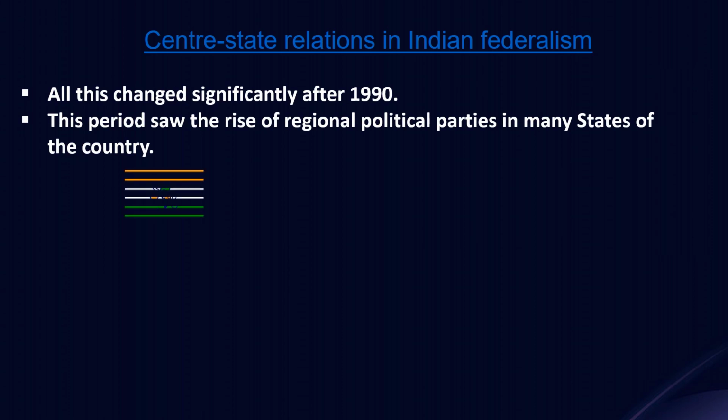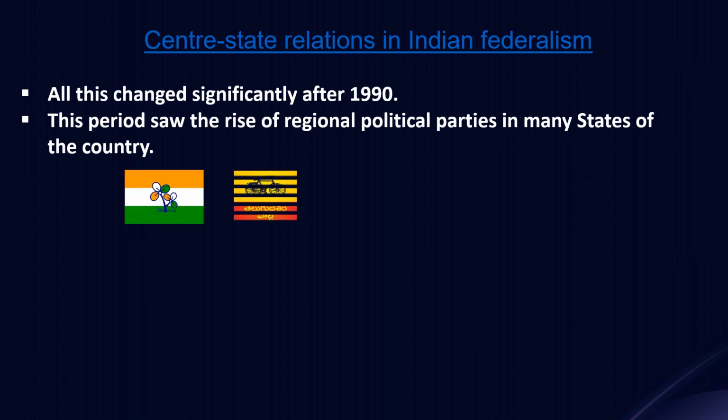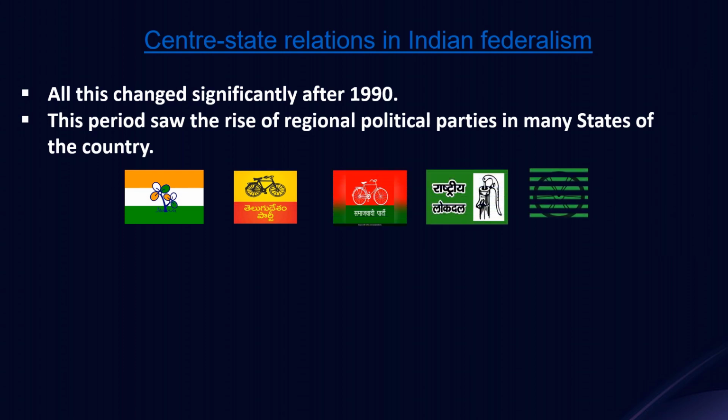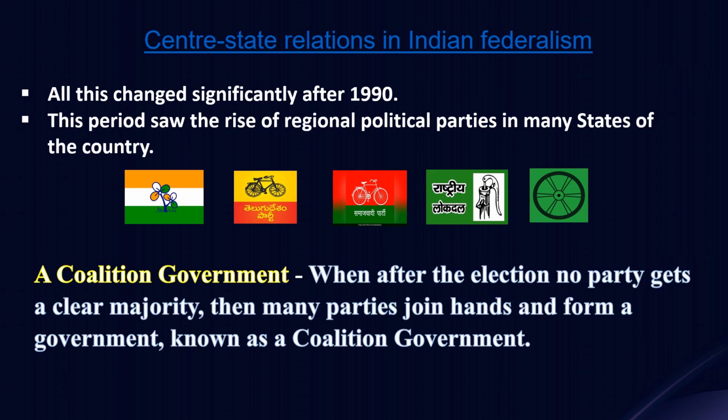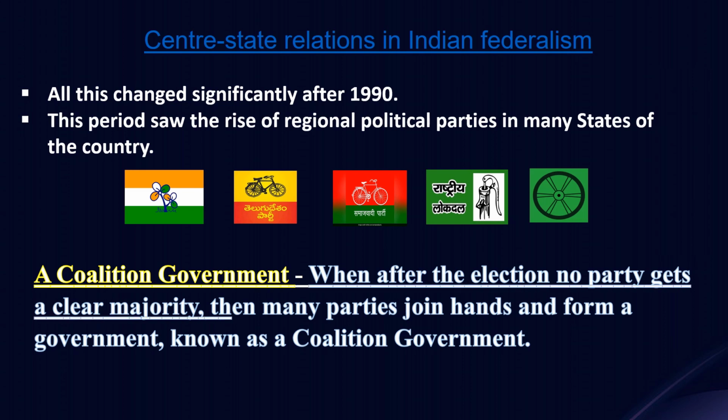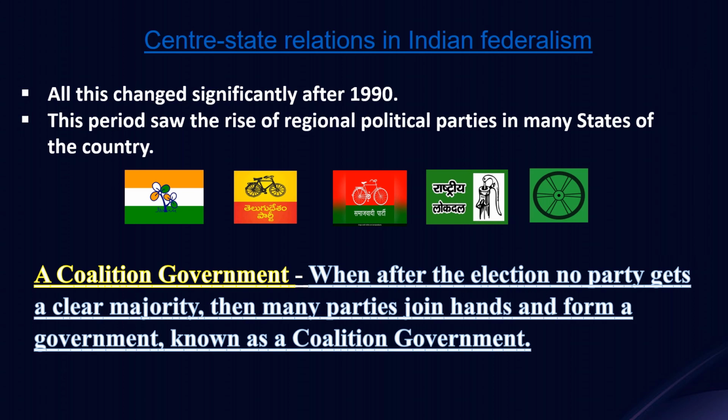For example, Trinamool Congress in West Bengal and Meghalaya, Telugu Desam Party in Andhra Pradesh, Samajwadi Party and Rashtriya Lok Dal in Uttar Pradesh, and Janata Dal in Bihar. This period also marked the beginning of the era of coalition governments and alliances. A coalition government is when after the election no political party gets a clear majority, then many political parties join hands and form a government known as a coalition government.